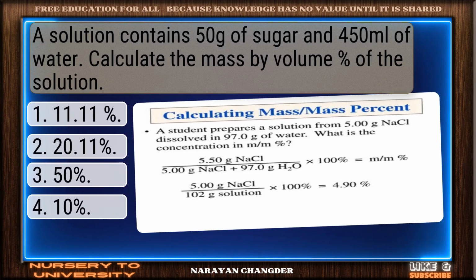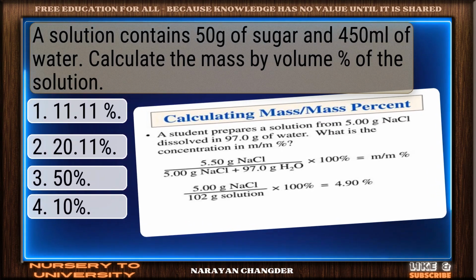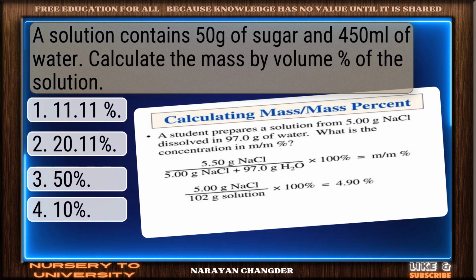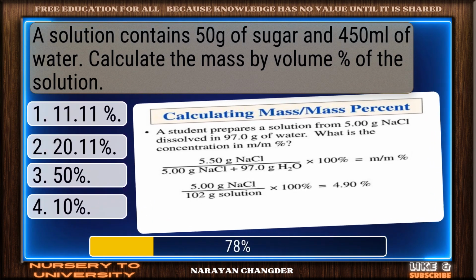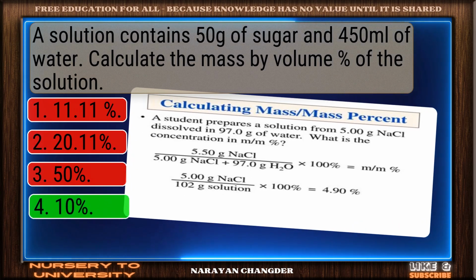Question number 39. A solution contains 50 g of sugar and 450 ml of water. Calculate the mass by volume percent of the solution. Well reasoned. 10% is the correct choice.